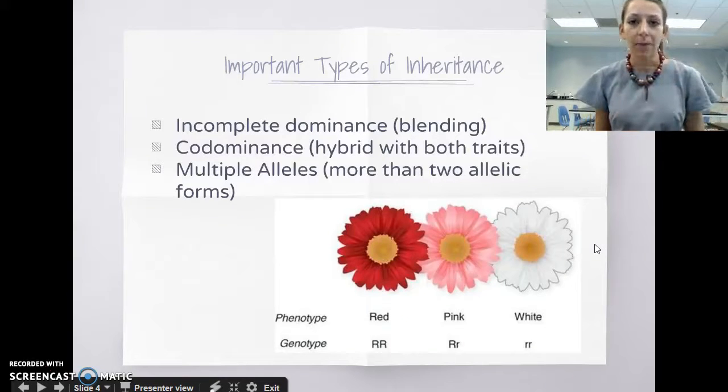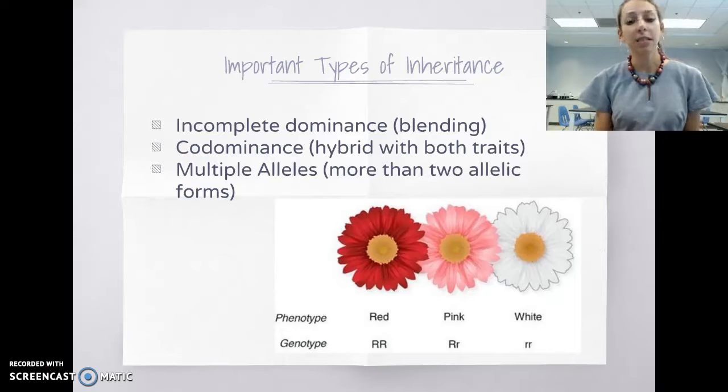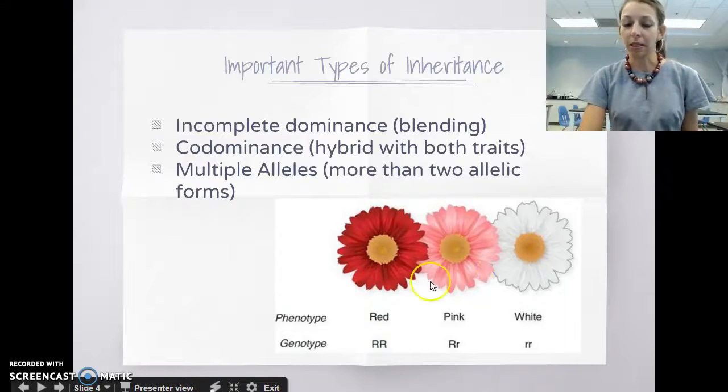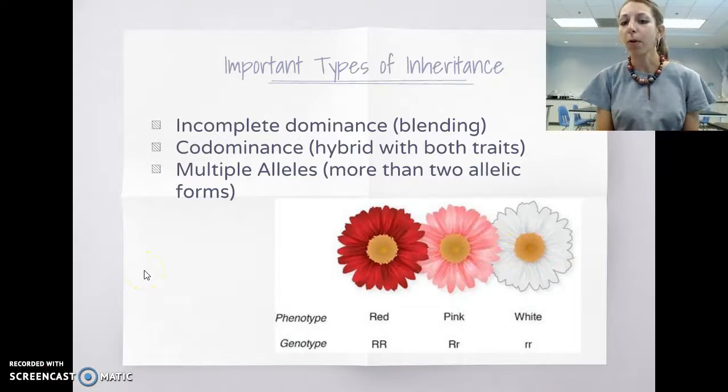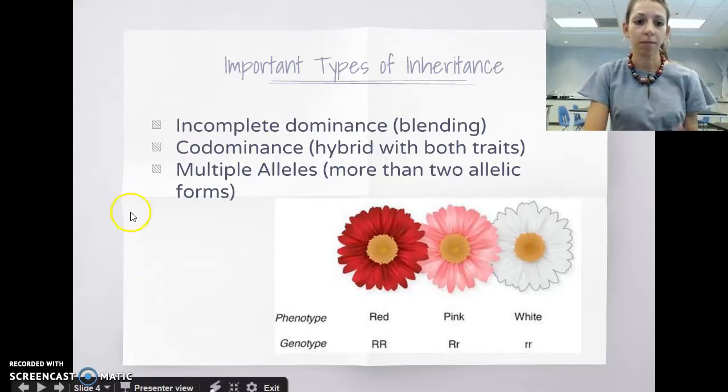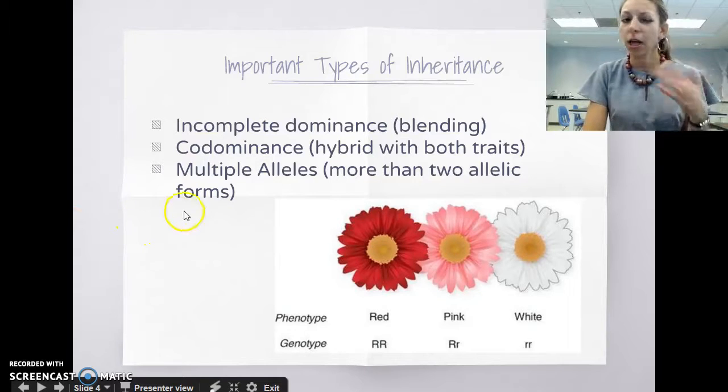So, three important types we're going to start with. Incomplete dominance, that's when we have a blending of traits, and we'll notice our pink flower here is an example of incomplete dominance. Codominance, this is a hybrid with both traits. Frequently we'll talk about cows and their spots as an example of codominance. And multiple alleles, more than two allelic forms. So, blood types is a great example of when something has multiple alleles. It can also be an example for codominance too, but we will talk about that.